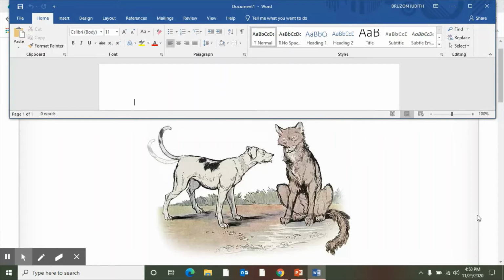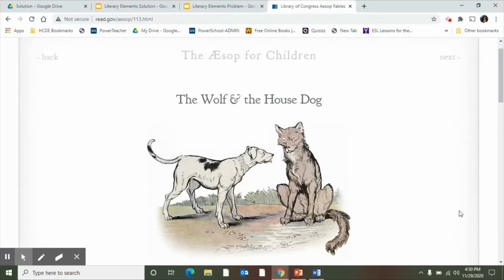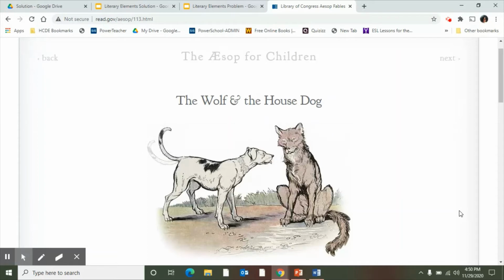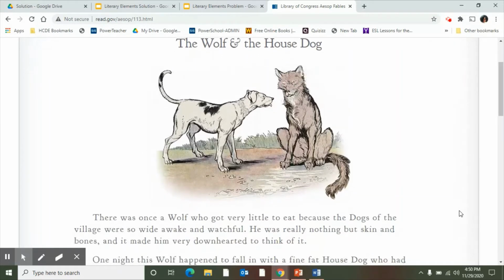Okay, very good. Well, I'm going to tell you that the title is The Wolf and the House Dog. That's right. And this, my friends, is a fable. So let's go ahead and begin reading our fable.